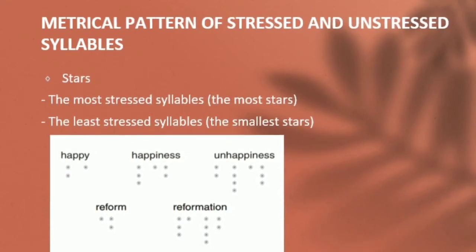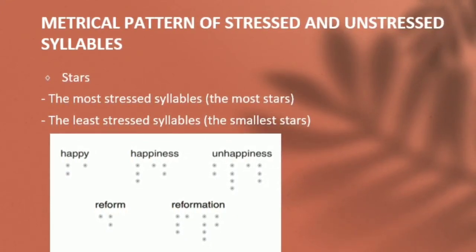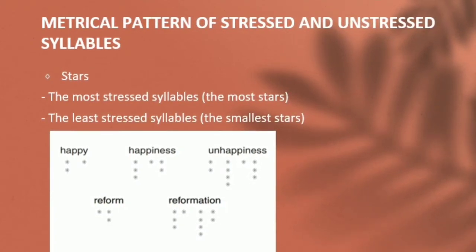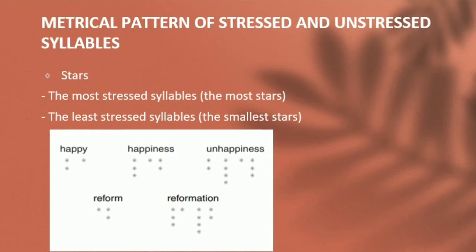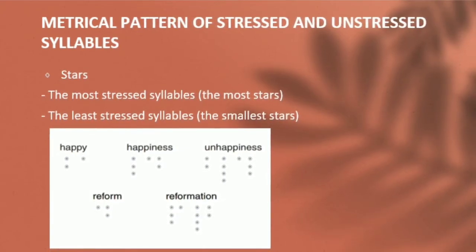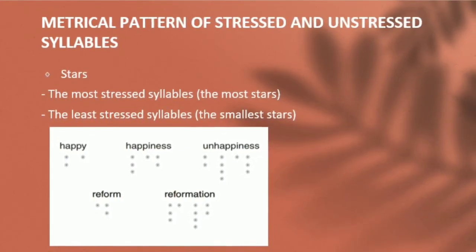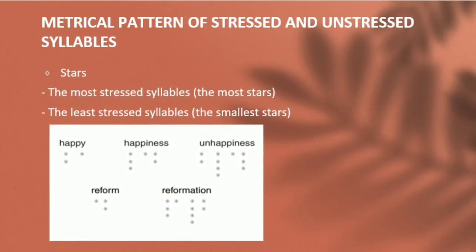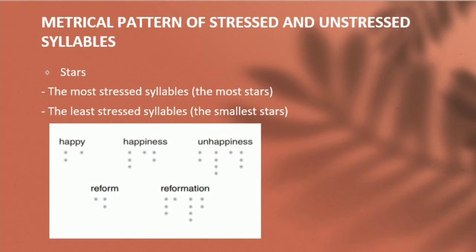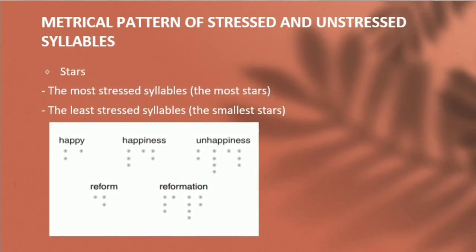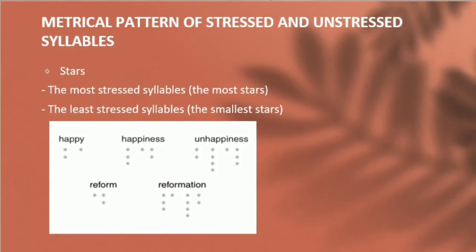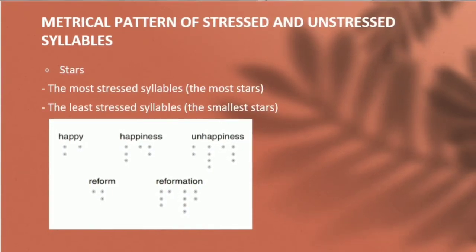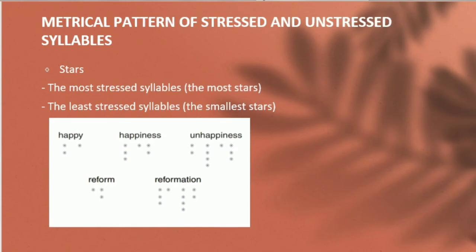Stars metrical pattern. In the words, the most stressed syllables have the most stars, and the least stressed the smallest number of stars. The actual quantity of stress given to a syllable does not matter very much. The important point is the relative amount given to each. In happiness, for example, it is essential to give the greatest amount of stress to hap and the least to pi.